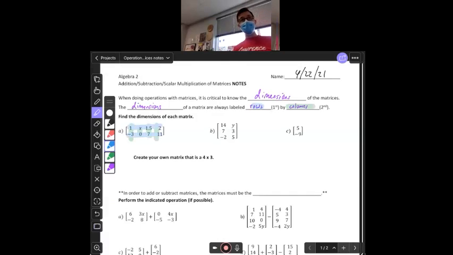Right? So there's 2 rows and 4 columns. And so we say 2 by 4. We just write 2, a little x, 4. The x does not mean multiply, it just stands for the word by, 2 by 4. Okay? So that's a 2 by 4 matrix. 2 rows, 4 columns.